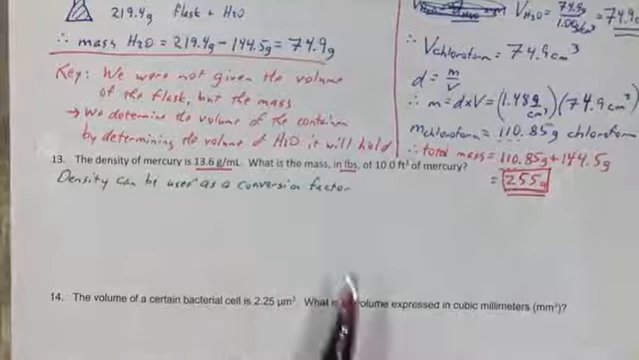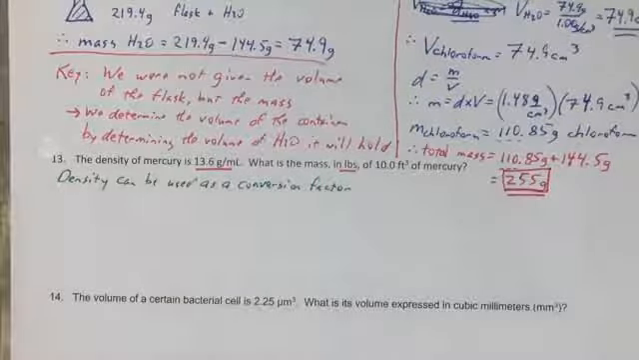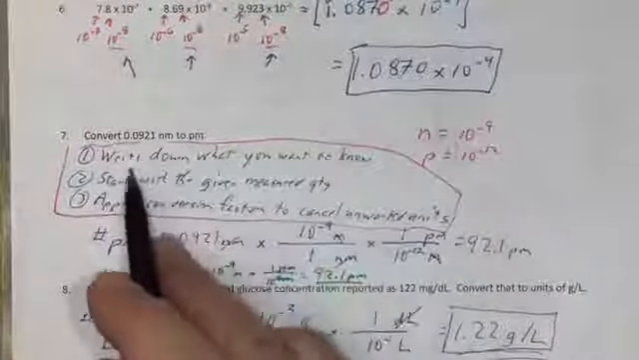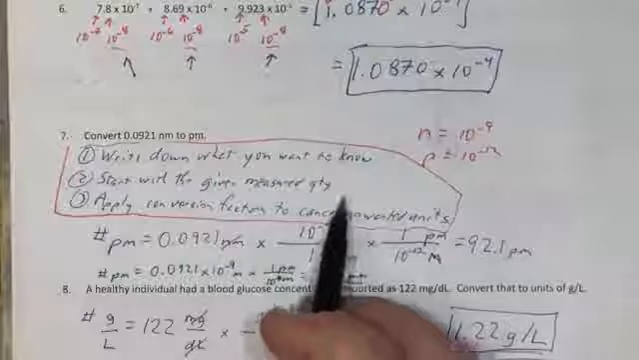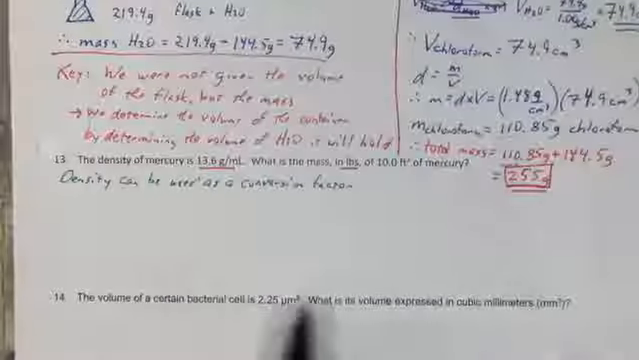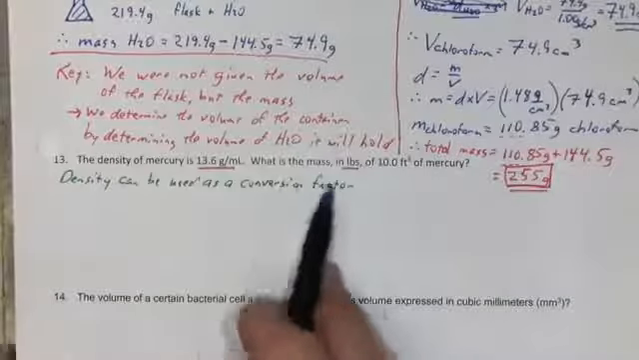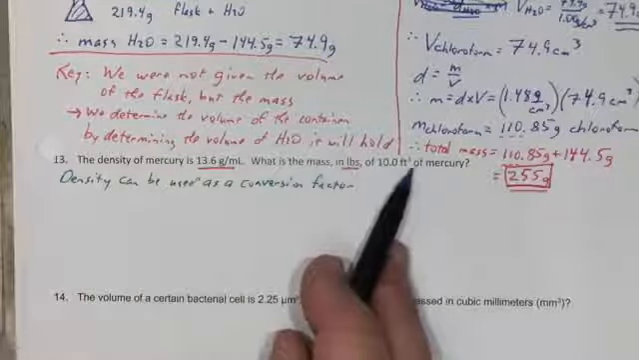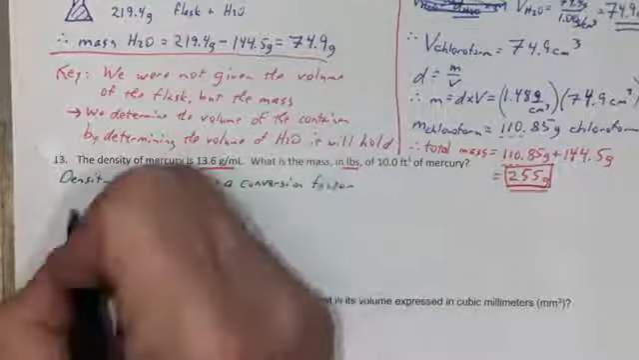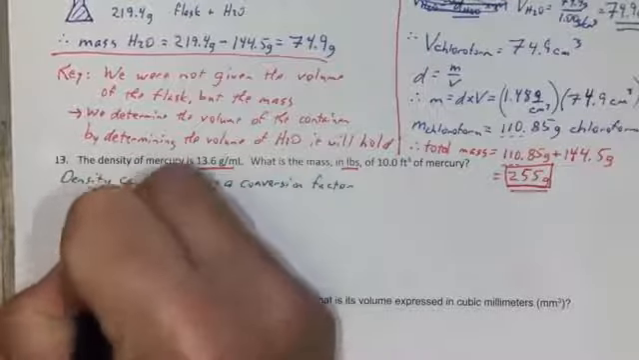Okay, so I'm going to go through the three steps that we've said over and over, the three steps that we had written back on the previous page. Write down what you want to know, start with the given measured quantity, apply conversion factors to cancel unwanted units. So when I write down what I want to know, I want to know the number of pounds. What is the mass in pounds?